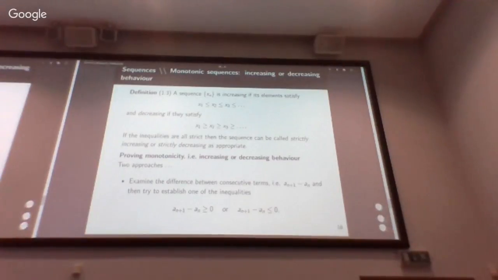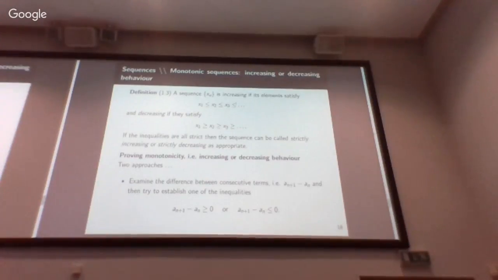So, an increasing sequence means you'd have a collection of inequalities between neighboring elements like this. x1 is smaller than x2, x2 is smaller than x3. This might be weakly increasing, so some neighboring elements could be equal, but a following element is never smaller than the one that came before. It's always greater than or equal to the one before.